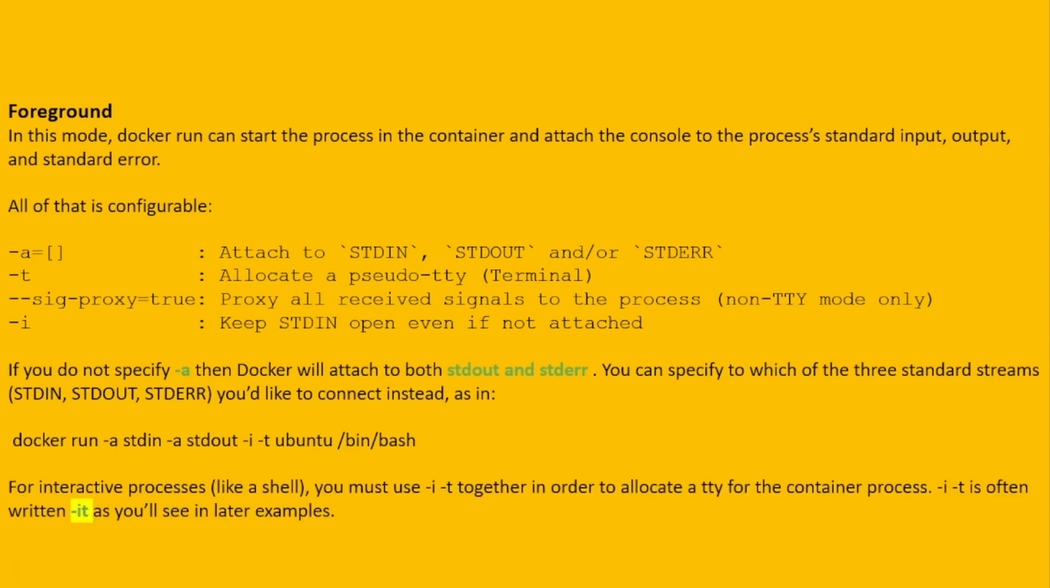So when we run a container in foreground mode, docker run may start the process, and to control these processes, we may need a terminal to execute commands. So we use the -i option. So when we create a container, first it downloads the image. I understand that the word image is new for you. We use a predefined, pre-configured image.